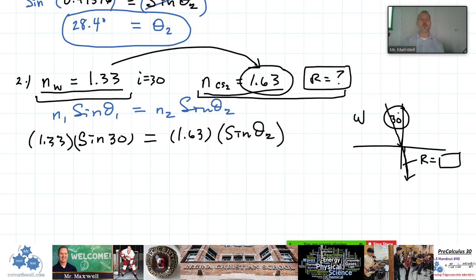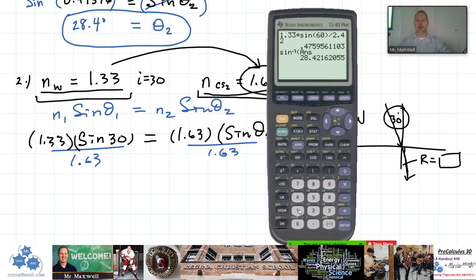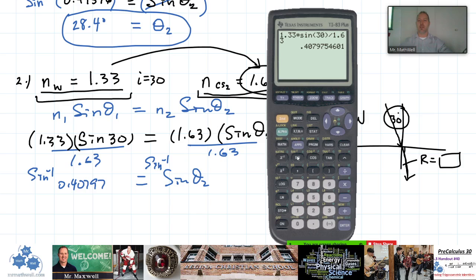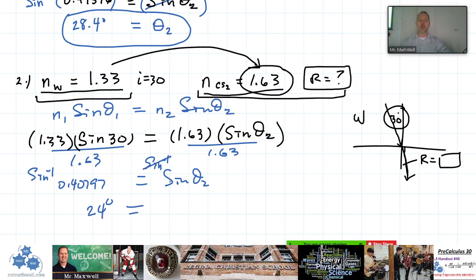Okay? All right, I'll go through this pretty quick now. We're going to divide by 1.63 both sides. And on the calculator here, you're going to go 1.33 times sine 30 divided by 1.63 equals 0.40797. And this is sine theta 2 over here, or sine of refraction. I want to get theta by itself, so I take the second function sine of both sides, which translates into this second function sine of my answer, equals 24.077, or I'm just going to go 24. And that equals, remember, this and this cancel out, so that's my theta 2, or my angle of refraction.